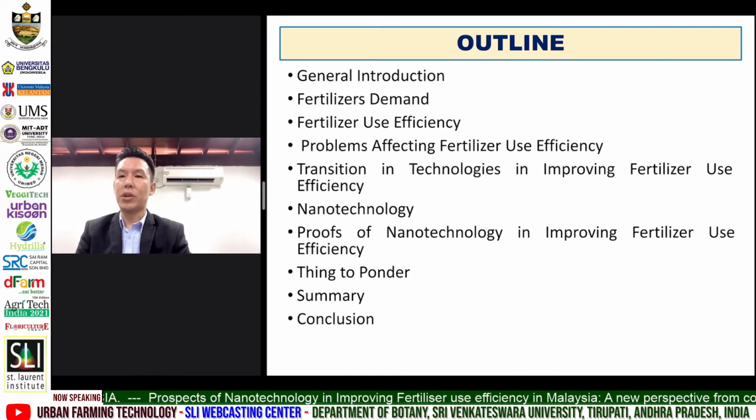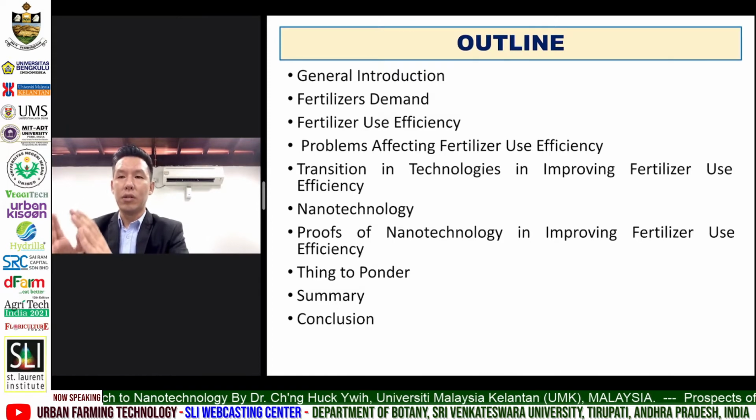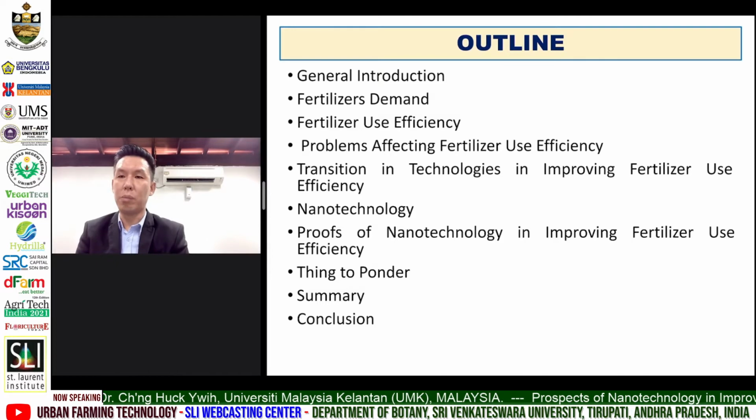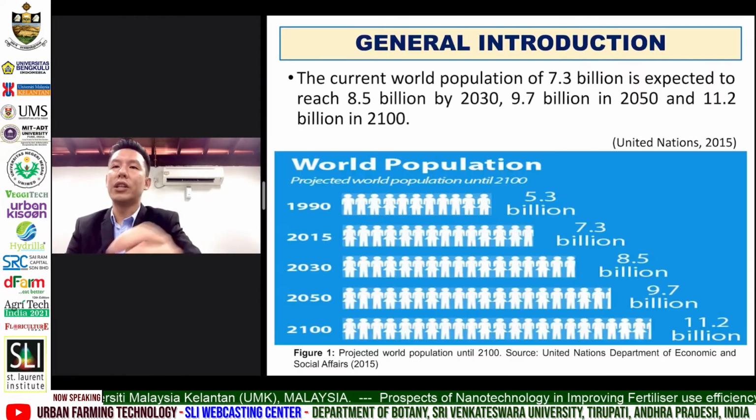Next, I'm going to talk about the main topic of today's talk, which is nanotechnology, and also give you a series of proofs of the promising results provided by nanotechnology in improving the fertilizer use efficiency in the agricultural sector. After that, I'm going to highlight a few problems and questions to be pondered about nanotechnology in improving the nutrient use efficiency in the agriculture field. After that, I'm going to summarize the whole topic of today's talk and give you a final conclusion. Alright, let's begin with the introduction part.